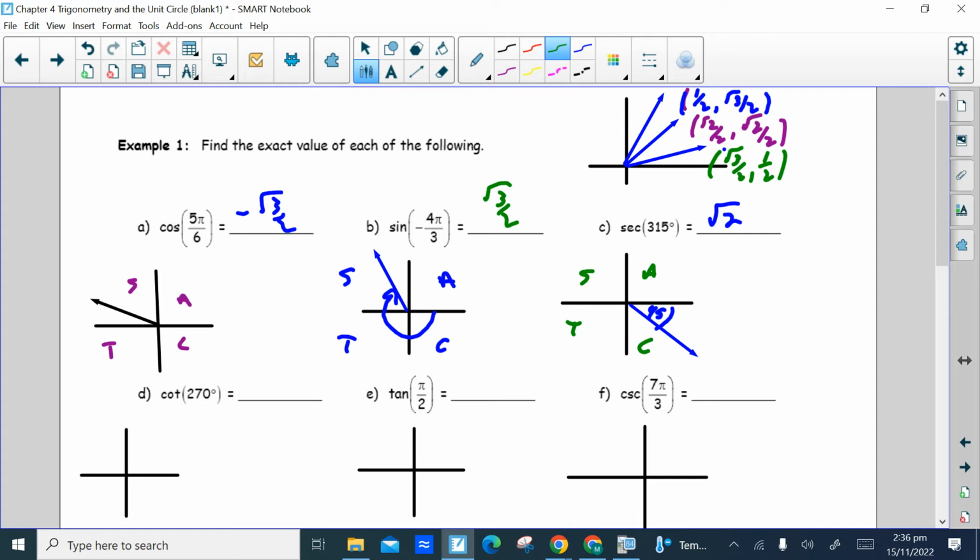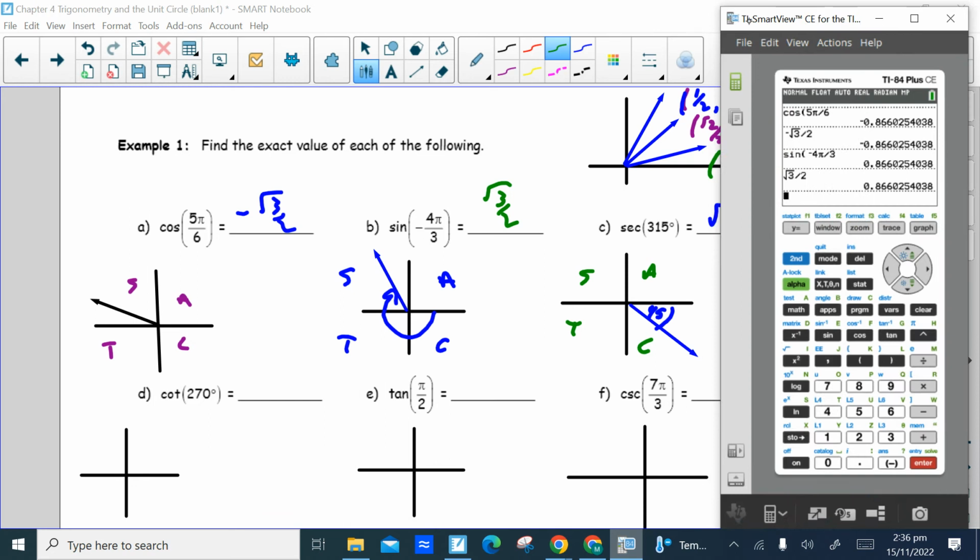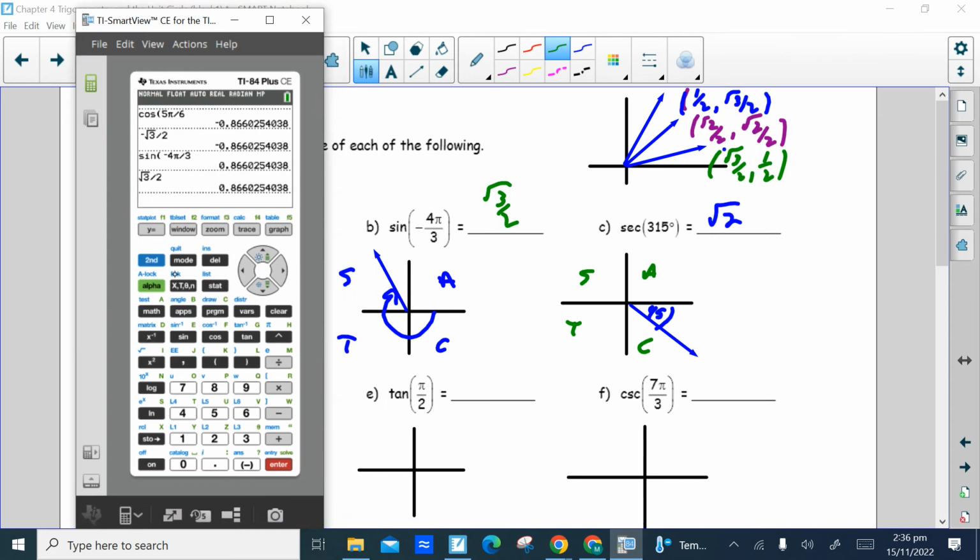Now, if you're going to check this in the calculator, you'd have to change the mode into degrees. And we don't have a secant button on our calculator, so we'll have to go 1 divided by the cosine of 315, which is that decimal, and if you go the root of 2, you get the same decimal. So it checks.